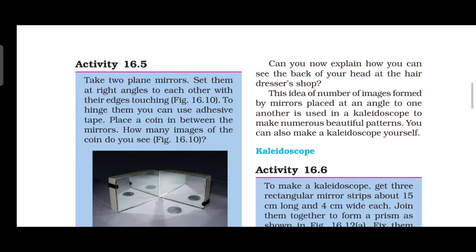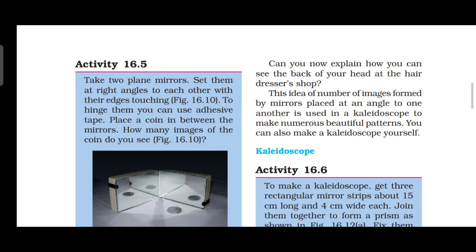Set them at right angles to each other with their edges together. Then place a coin in between the mirrors. What happened? How many images of the coin were seen in that mirror?